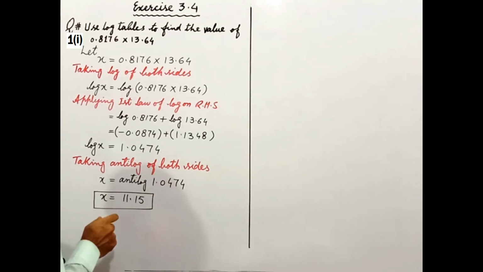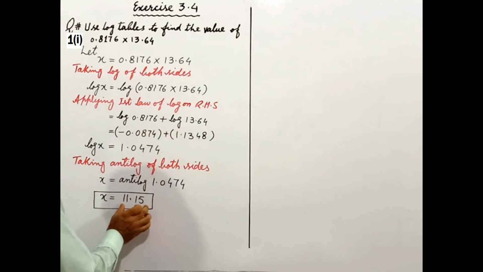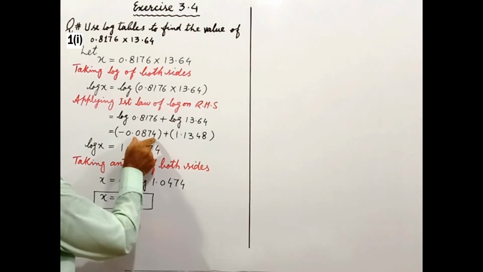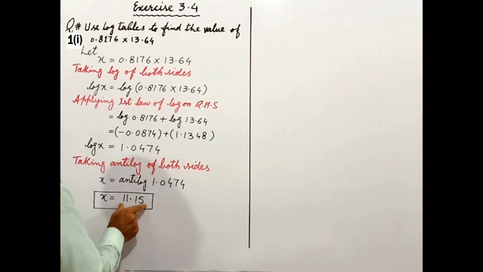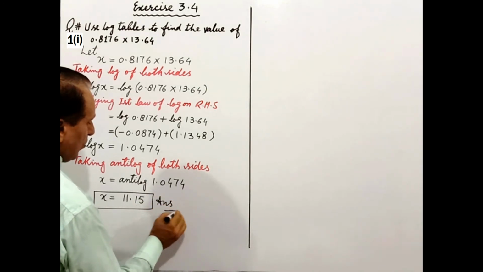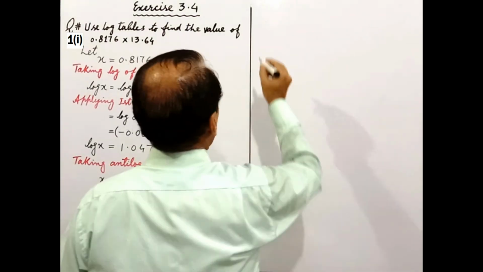You should remember the difference in writing the value of log and the value of anti-log. When you find the value of log, you write only the first 4 decimal place values, and in the anti-log you write the first 4 significant figures. That's it for question number 1, part 1. Now we move to part 2.